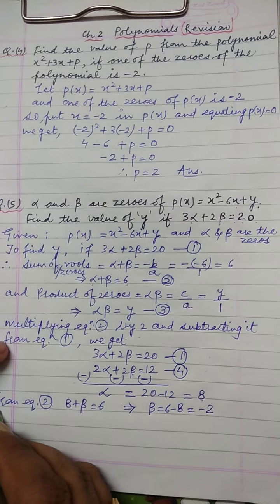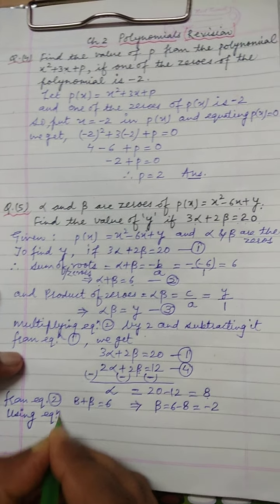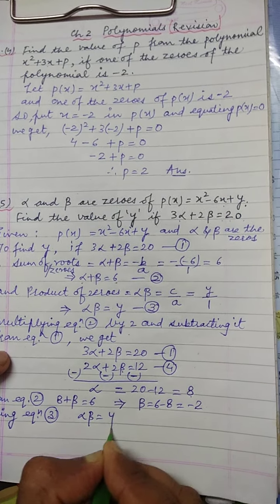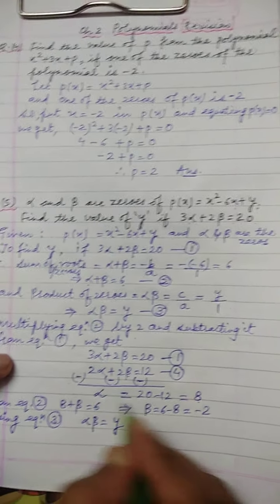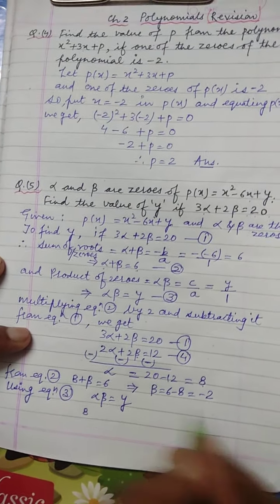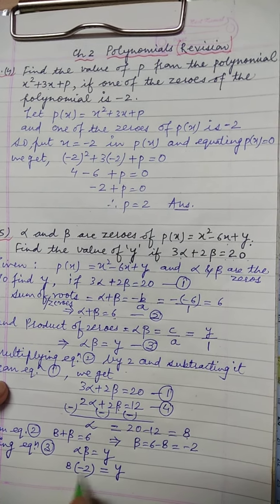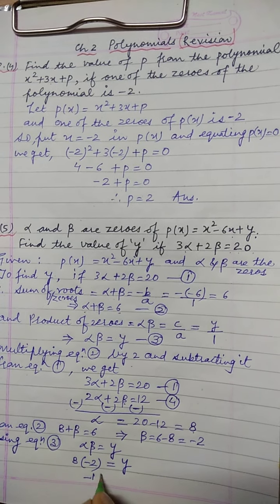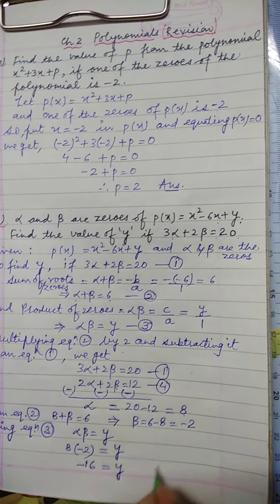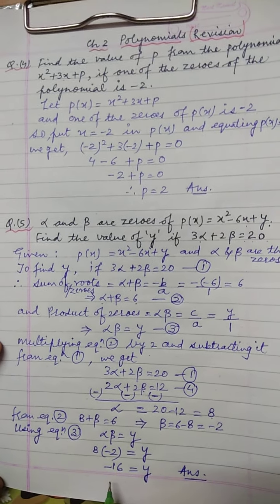Now again using equation 3. Equation 3 says alpha multiplied by beta is equal to y, and we already found that alpha is equal to 8 and beta is minus 2. So put alpha as 8 and beta as minus 2, equal to y. When we multiply 8 and minus 2, we get minus 16. So this is equal to y. So in this way we can find the value of y as minus 16. Okay, thank you.